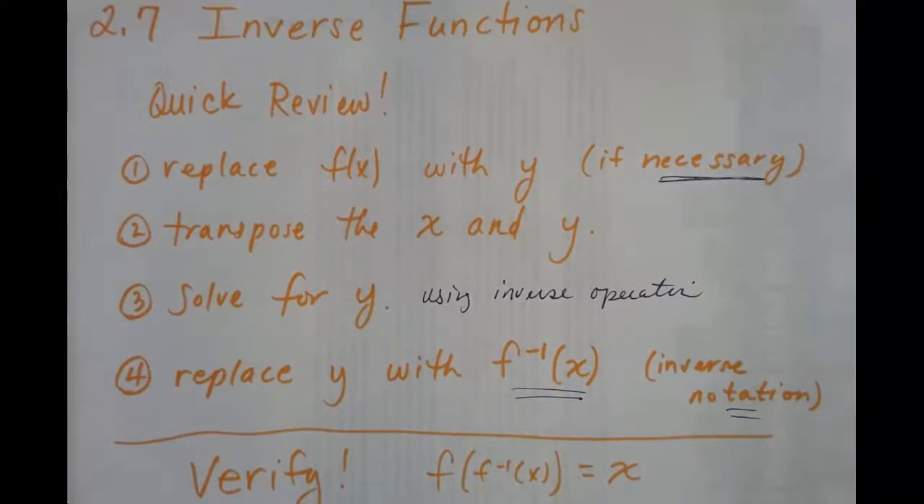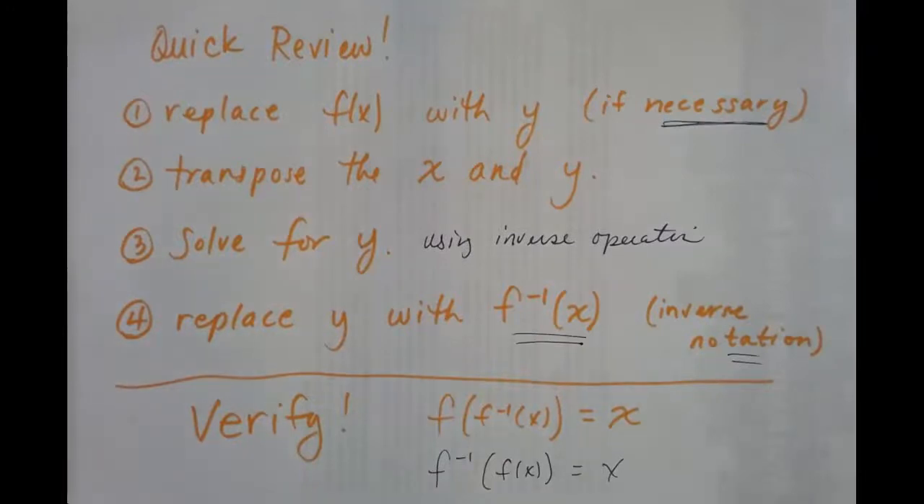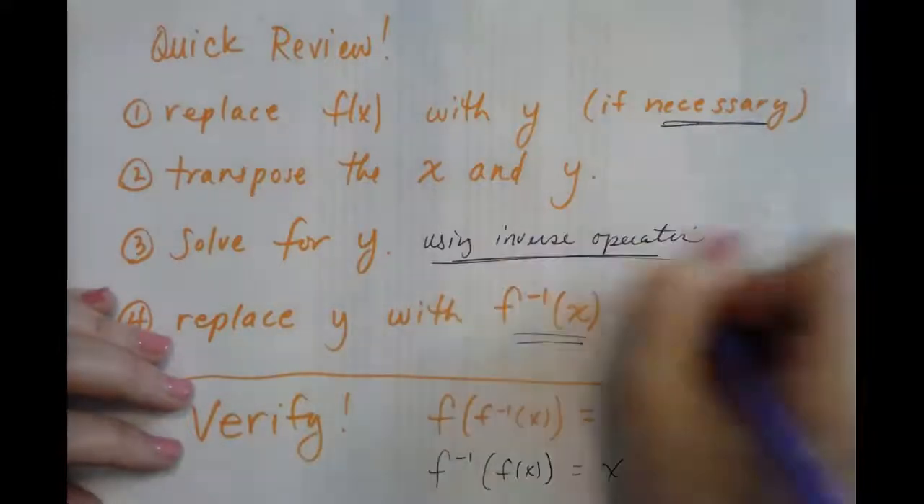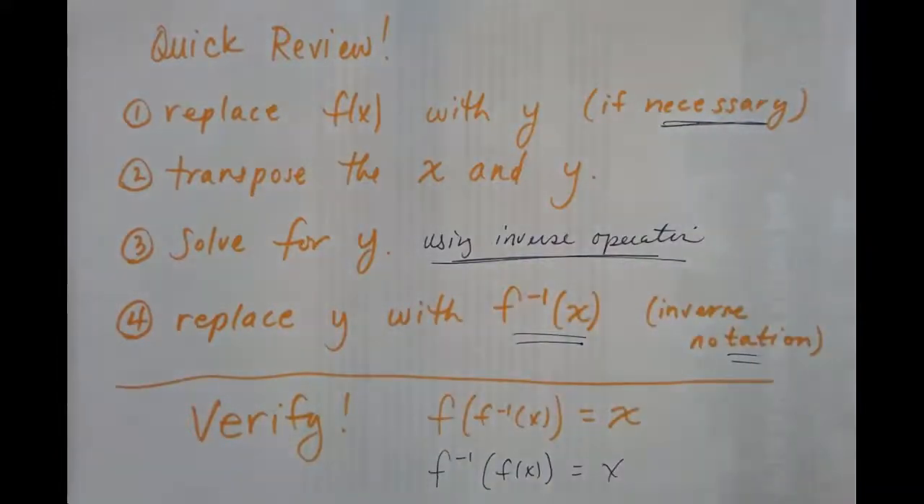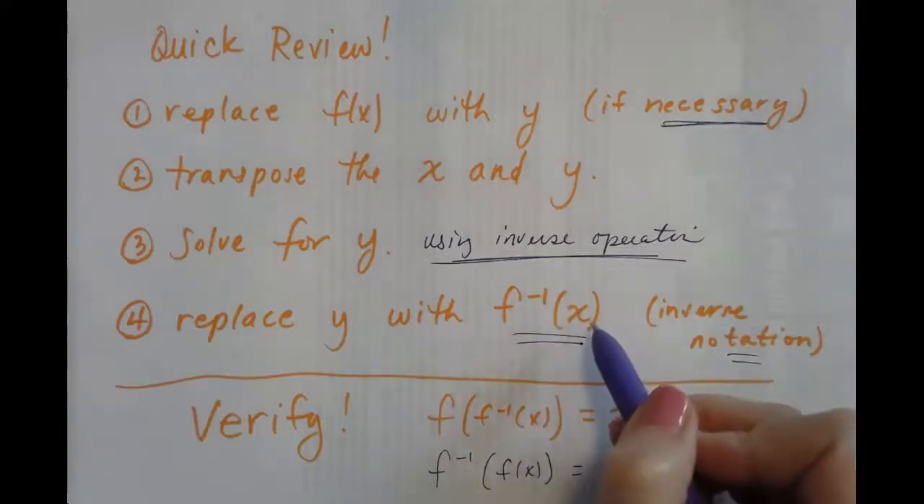So quick review here. These are the steps for finding an inverse. Number 1, replace f of x with y if it's not already there. Step 2, transpose the x and the y. That really truly means just flip the x and the y, switch places. Step 3, solve for y, of course, using inverse operations. And then step 4, replace y with inverse notation, f inverse of x.